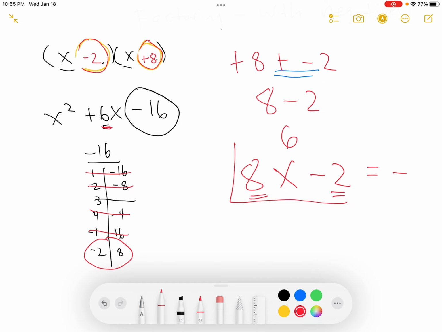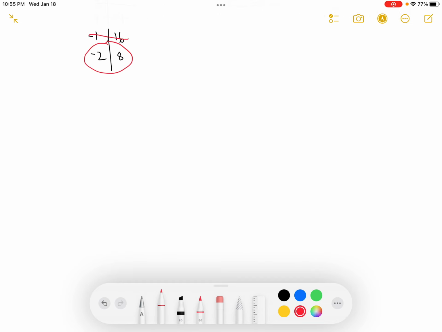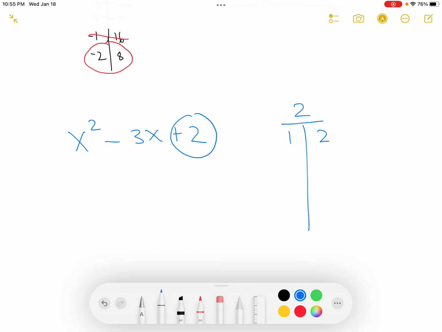Okay, let's do another one here. Let's do x squared minus 3x plus 2. To factor this, we're going to circle the last number, 2, and make a list of all the numbers that multiply to be 2. Now it's going to be a really short list, because it's just 1 times 2. But that's not everything, right? Because a negative 1 times a negative 2, a negative times a negative is a positive. That also multiplies to be positive 2.